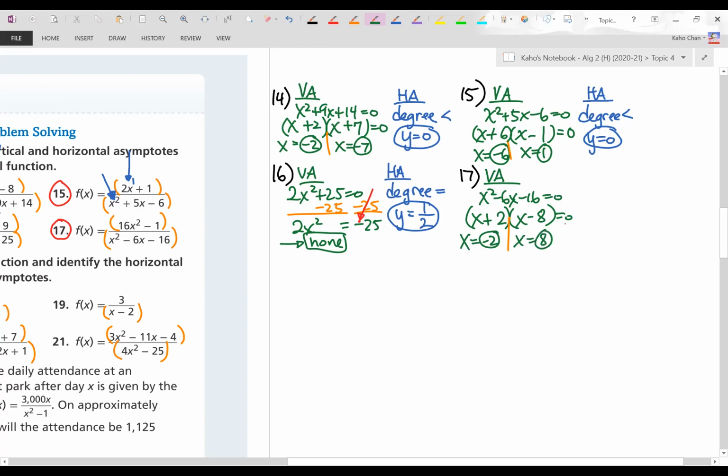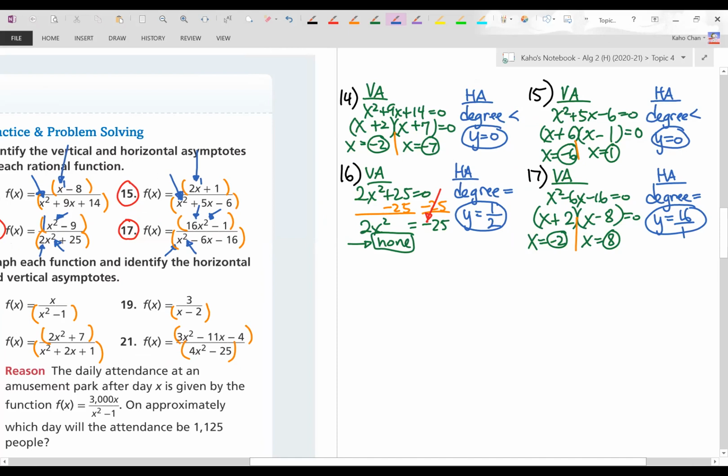All right. And horizontal asymptote. Let's look at the powers. The powers are equal. There will be a horizontal asymptote because the degrees are equal. And that is y equals the top, 16, over the bottom leading coefficient, 1. So it's just y equals 16. Okay? Not too bad, right? Not too bad at all. All right.